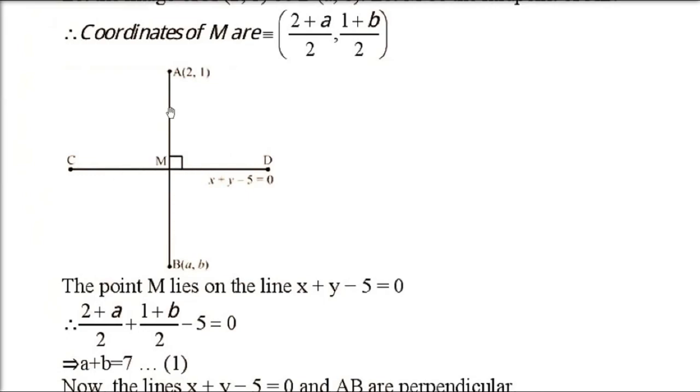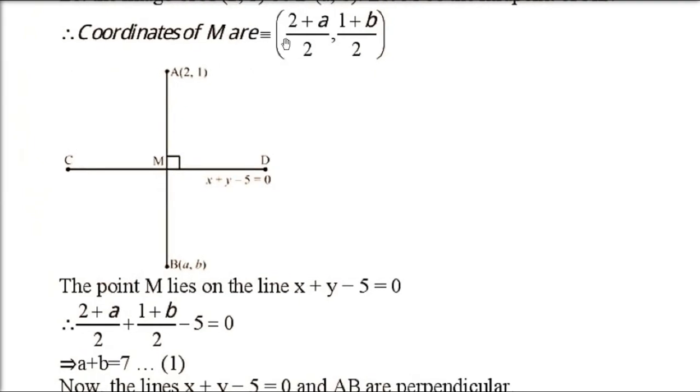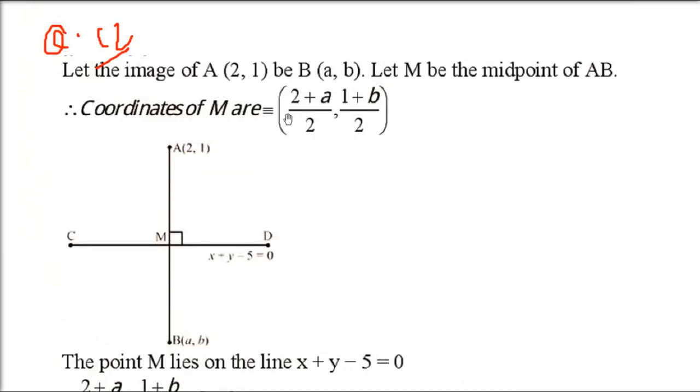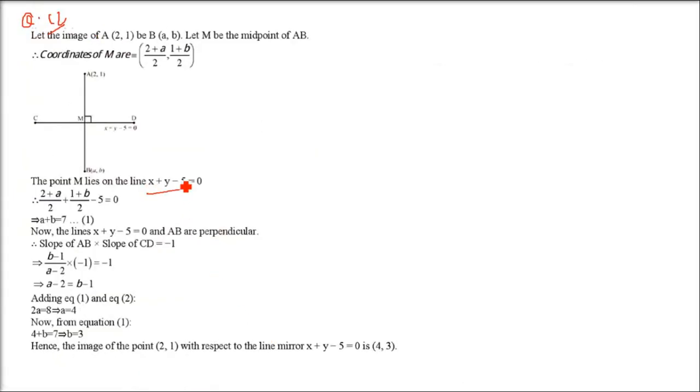So this line AB is the perpendicular bisector of the mirror CD, meeting it at M. So what is the point M? If you take B as the image point, M can be found out using (2 plus a)/2 and (1 plus b)/2. Now this point M is on the mirror line, so I am putting x and y as 2 plus a by 2 and 1 plus b by 2 in the equation. There will be the equation a plus b equals 7.